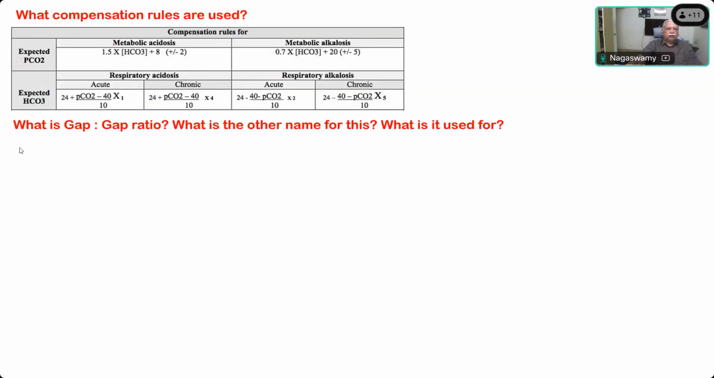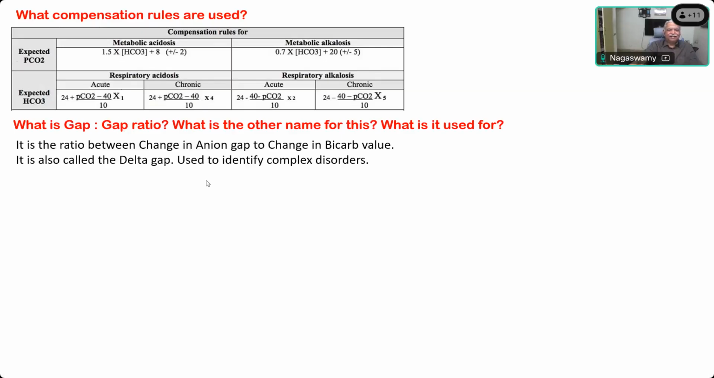Yes, sir. Now, what is the gap-gap ratio? What is the other name for this and what is it used for? Sir, I think it is the anion gap and delta gap ratio. Exactly. Gap-gap is another name for delta gap. The ratio between the change in anion gap and the change in bicarb value is called the gap ratio. It is also called the delta gap. It is used to identify complex disorders.